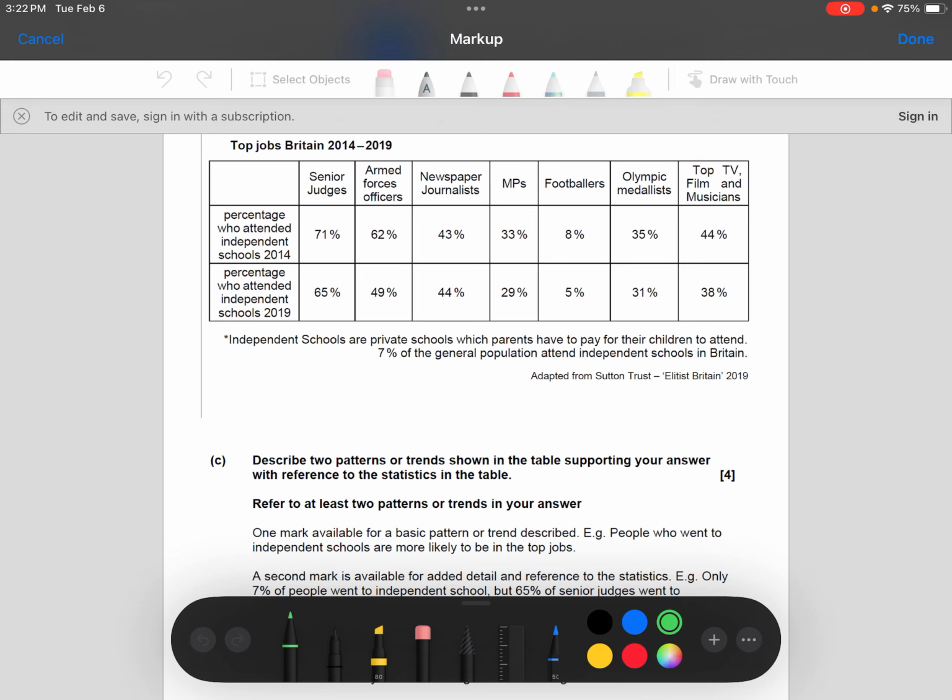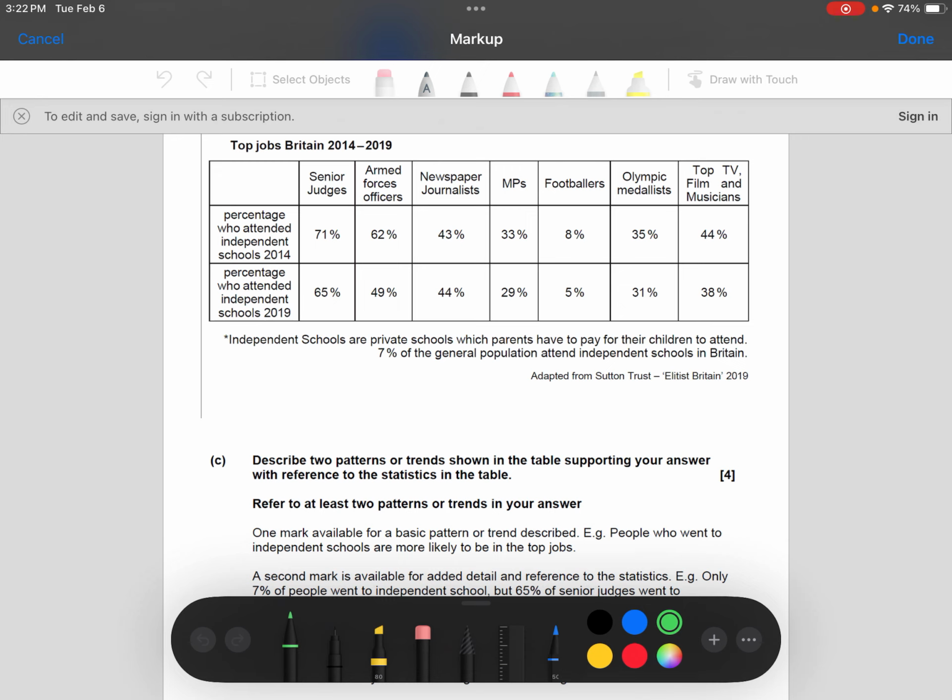Now, the first 2 will always be asking you to identify a particular statistic, or asking you to tell them maybe a difference between 2 bits of data from the table. So you do have to get used to looking at these tables and identifying what the differences between some of the percentages or whatever the data might be, or it'll ask you to pick out a particular number, like for this case it might be, which group have the lowest number of people who went to independent schools, and you would look at the table, and you might say footballers.